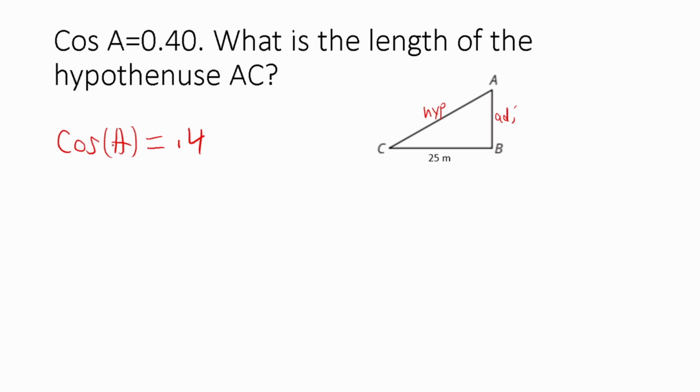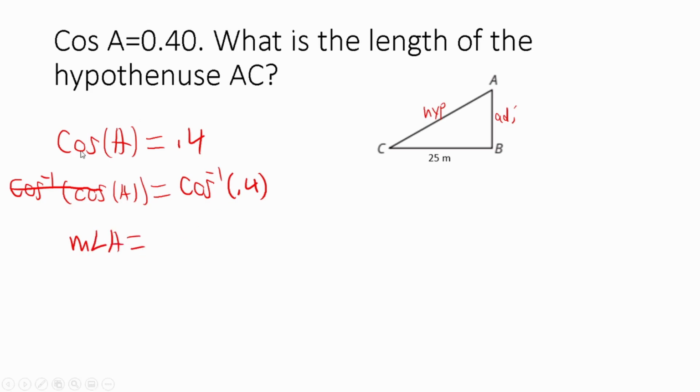If I want to find the measure of angle A, we could use our cosine inverse. I'm going to write cosine inverse of cosine A equals the cosine inverse of 0.4. On my left side, they cancel. I'm left with the measure of angle A. On my right side, we could plug that into a calculator. Now, a lot of times you see cosine inverse, and in the parentheses there is a fraction. Well, if you divide those fractions, it's going to give you a decimal just like we have here. So it really means the same thing, right?